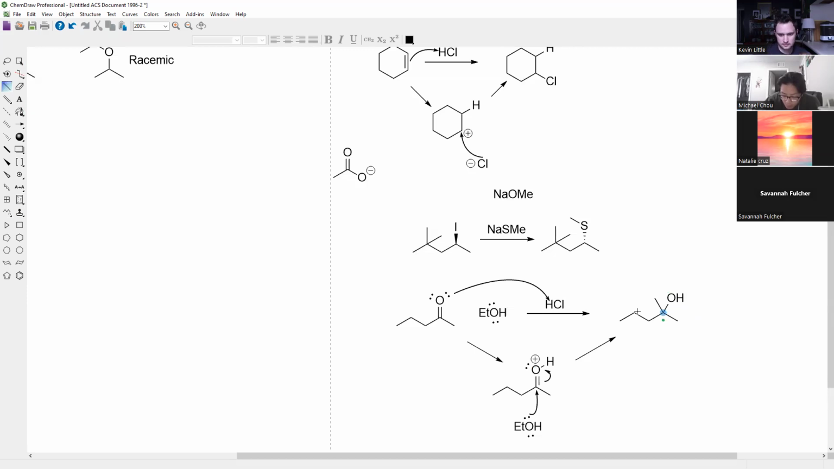Does that track? Are we following? Sorry, I'm having to do this one-handed. This ethanol ended up being here, and it should still be charged, right? As a proton on it. So this is kind of a broad scope.